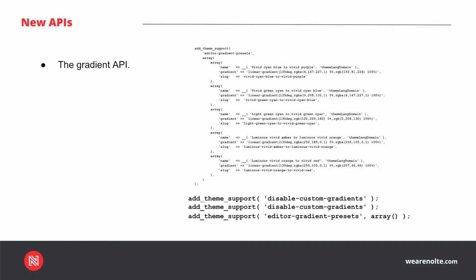We have a new API in the Gutenberg Editor. It's called the Grading API, which allows you to edit, add or remove the grading options, or you can completely remove the grading options in the Gutenberg Editor.